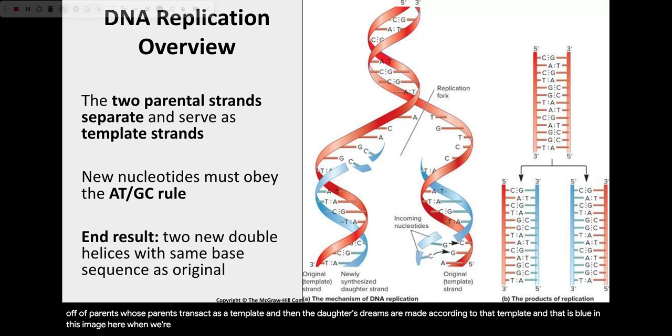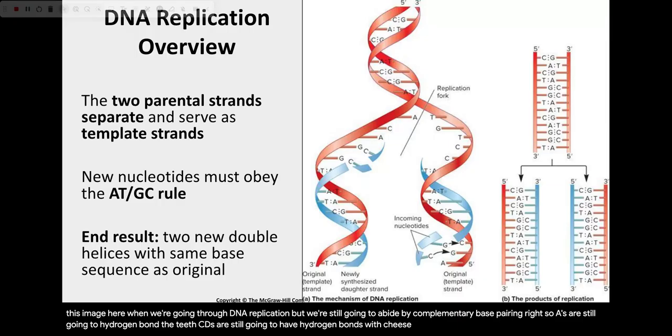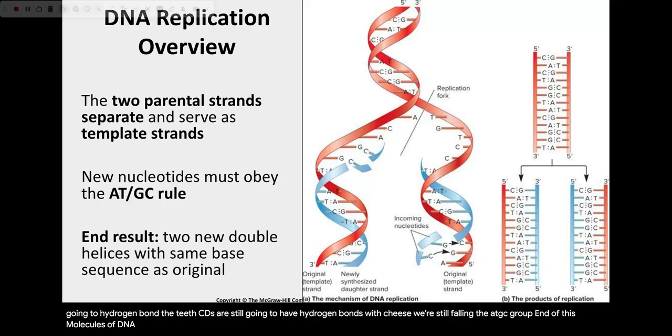When we're going through DNA replication, we're still going to abide by complementary base pairing. So A's are still going to hydrogen bond with T's, and C's are still going to have hydrogen bonds with G's. We're still following the ATGC rule. At the end of this whole process, we're going to end up with 2 molecules of DNA that should be identical.